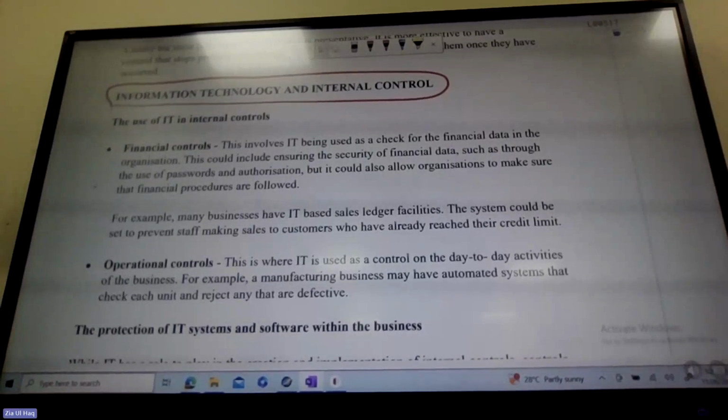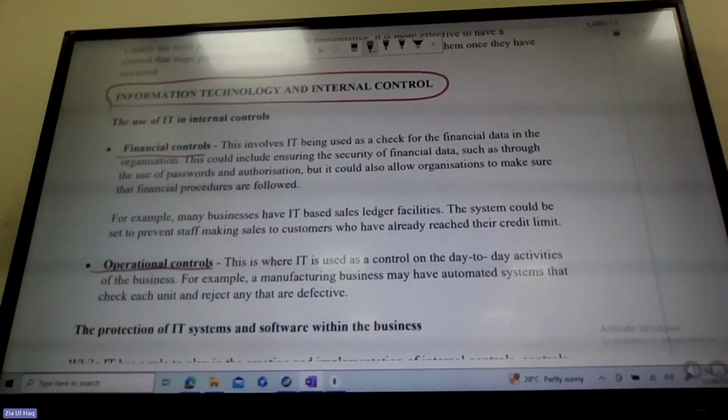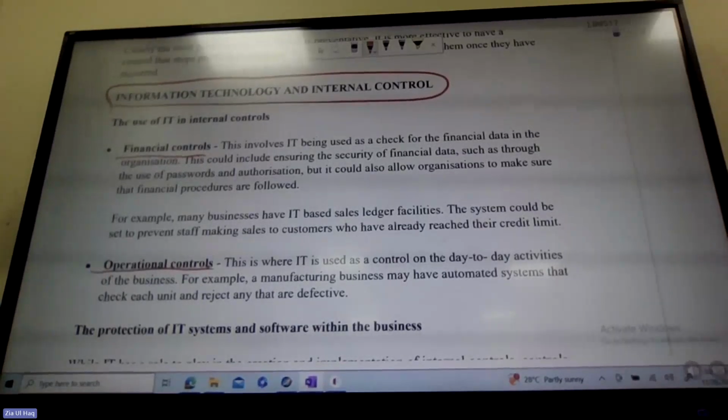There are mainly two types of controls called financial controls and operational controls. Financial controls are relating to finance, relating to payment and receiving of money, while operational controls are relating to the operations, like relating to production, purchase, sales, and the payroll system.